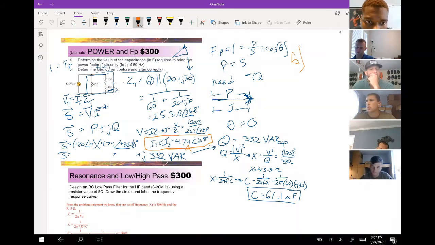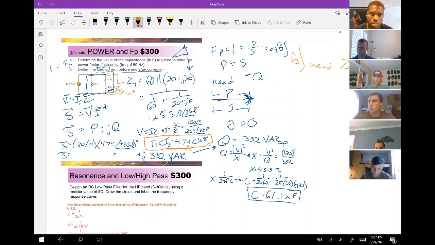So the first part, determine the total load current before and after correction. Well, before correction, we found that as part of how we solved for it: 4.74 amps, angle negative 35.8. Part B, well, I have now a new Z total, because essentially I'm plugging in parallel with the total load a capacitor of 61.1 microfarads.